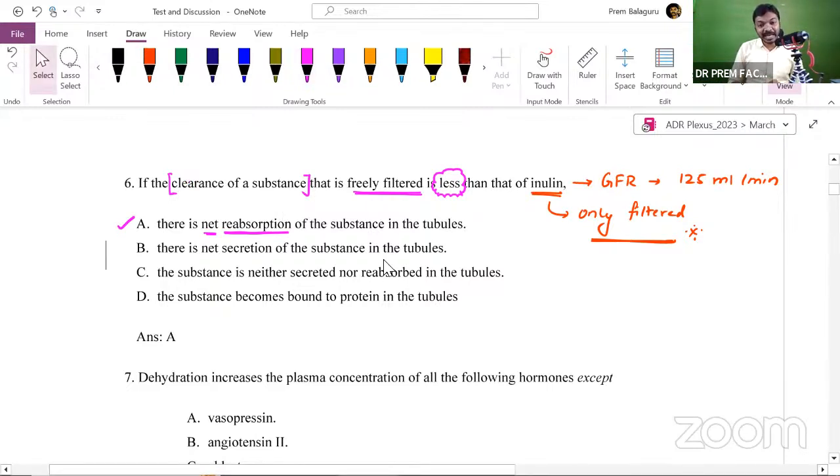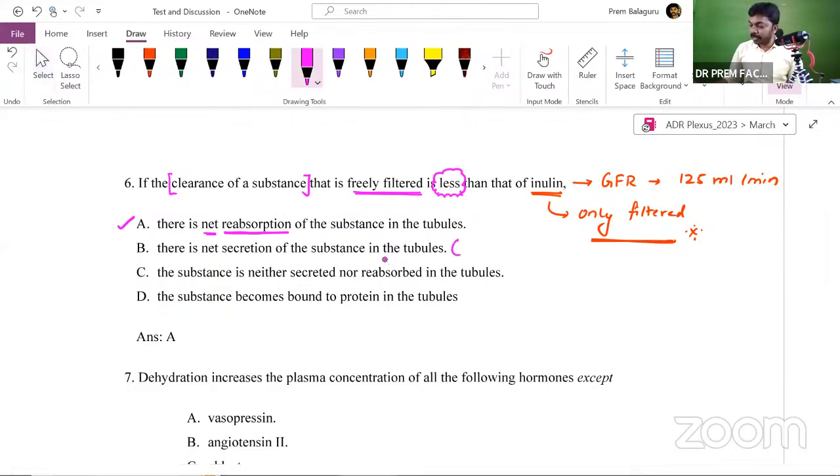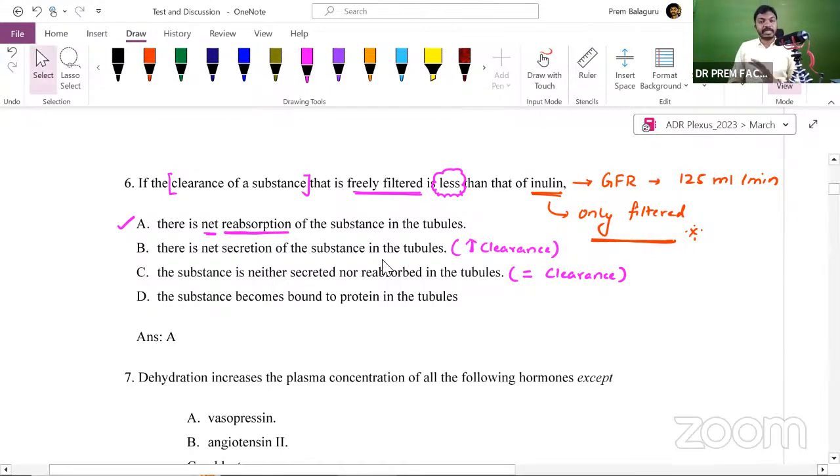If it is getting secreted, you're going to experience an increase in clearance. Neither secreted nor reabsorbed, it is going to be equal to the clearance of inulin. The substance becomes bound to proteins in the tubule. Again, this is not at all possible because proteins are not going to get filtered out. So the best answer for this question is option A, right?